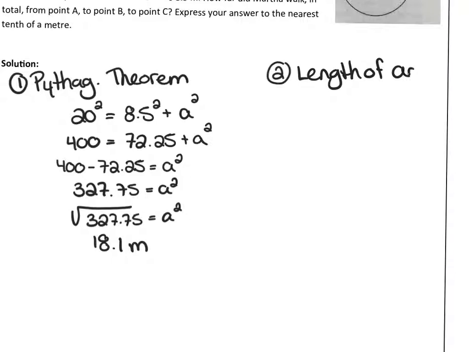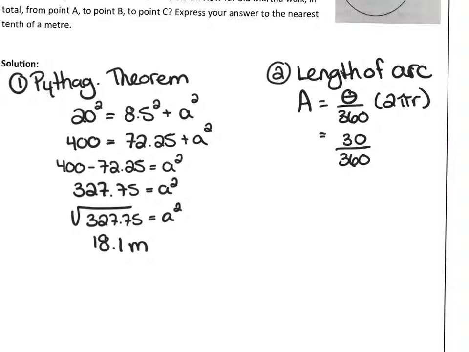Length of arc is theta over 360 times 2 pi r. So we know our angle is 30 degrees, which was given to us. And we know our radius was 8.5.